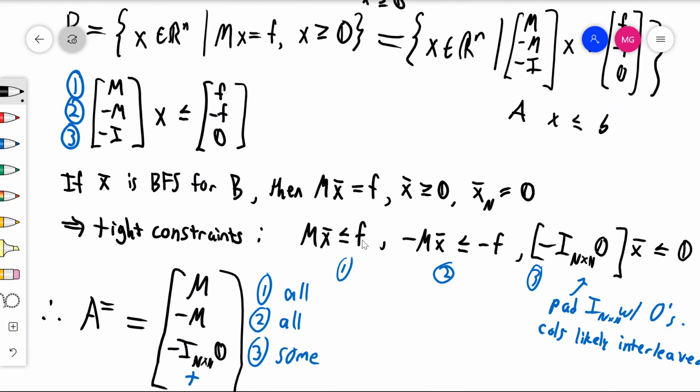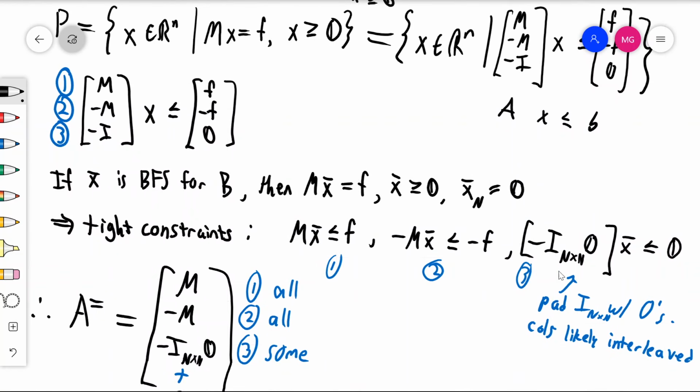So the tight constraints, well, it's going to be the first block and the second block. Those will be part of the tight constraints because M x bar less than or equal to f is tight, because M x bar is equal to f. That's what we're starting with by assumption. And then same thing for the second block of constraints. Those less than or equal to are also tight for the same reason, because M x bar equals f.